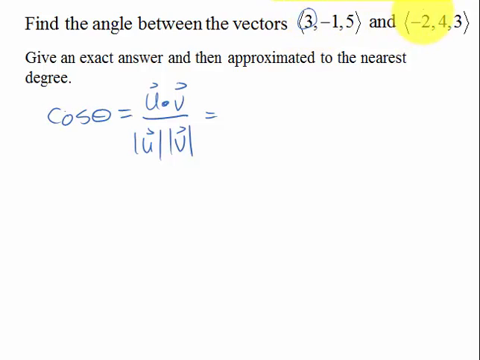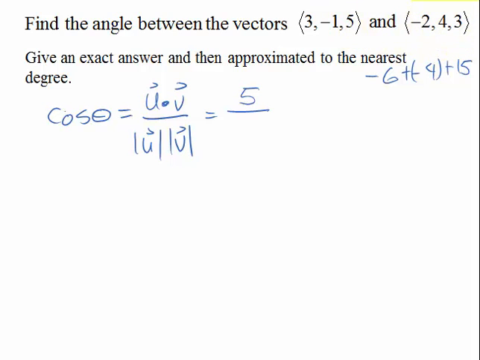So we do 3 times 2, which is 6, plus -1 times 4, which is -4, plus 5 times 3, which is 15. So it looks like we have -10 plus 15, so that's going to be 5 over. Now we want to do the magnitude of each vector.